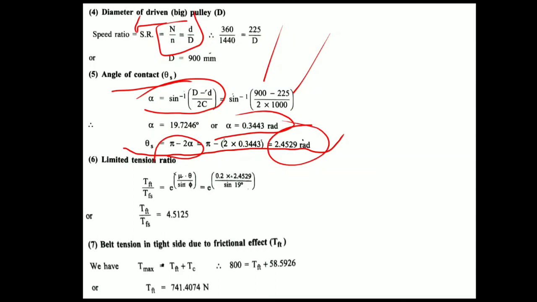Now limiting tension. So here is the change. I told you T1 by T2 is equal to e raised to mu theta divided by sine of phi. So here they have given the value of 2 phi, that is groove angle 38 degree.